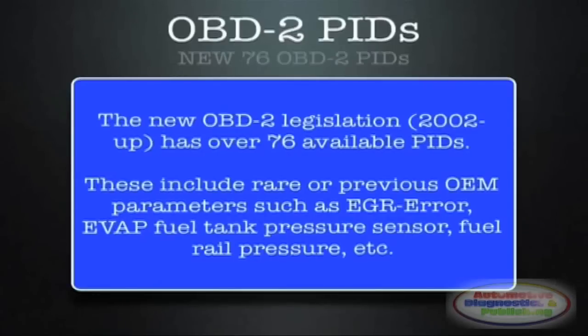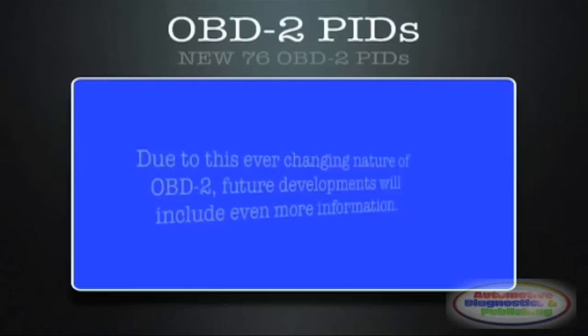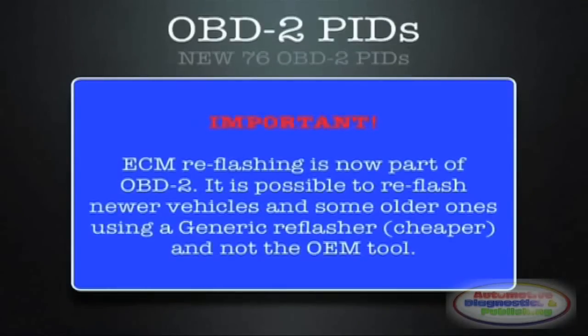The ability to detect misfires tied to a specific sensor is very important. OBD2 is even going through further changes. The system is dynamic, or ever-changing, to keep up with technology. ECM reflashing is now part of OBD2. It is possible to reflash any newer vehicle and a few older ones with a generic tool.